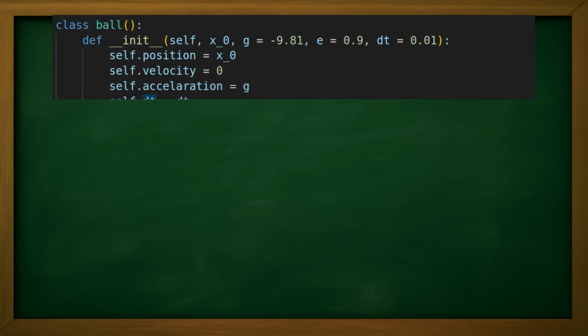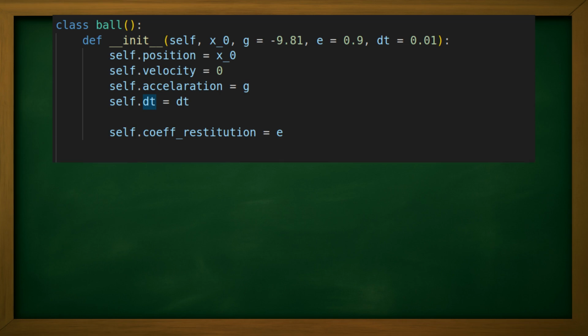Inside the init, we assign these variables to the class variables. Self.velocity is set to 0 as the ball is always at rest at the start of the simulation. Self.position gets the initial position, and the rest of the values like self.acceleration, self.dt, and self.coefficient of restitution are assigned from the respective input arguments. This completes the initialization of our ball class.